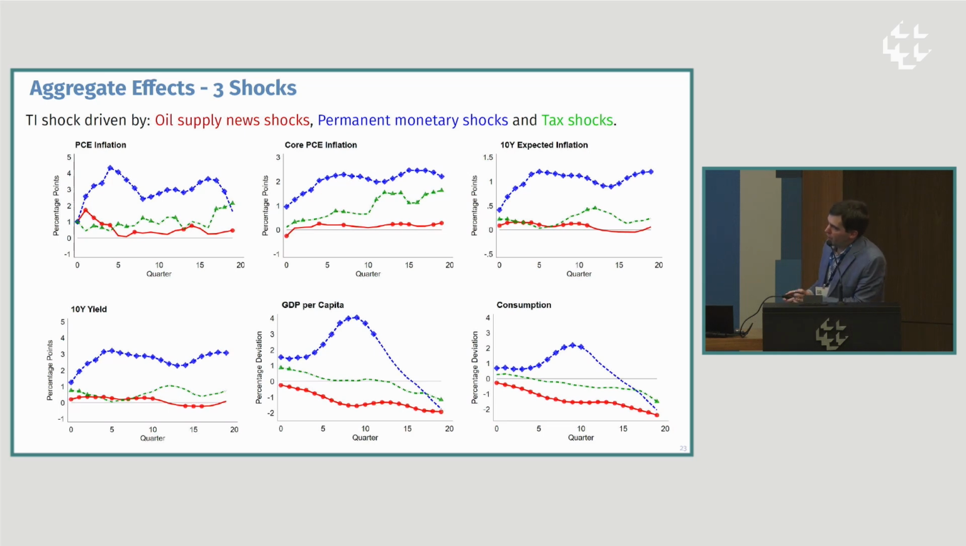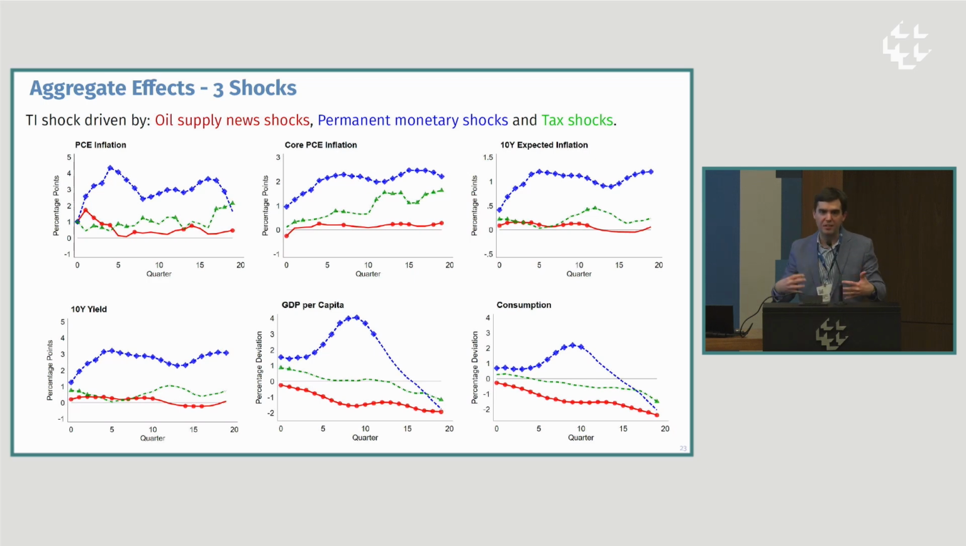So all of them induce an increase in inflation on impact. We see that a persistent monetary policy shock induces a persistent increase in inflation. The tax shock as well. The oil shock, an increase in oil. So all of them induce a persistent increase in inflation. This is also reflected in core inflation, not only in headline but also in core. And all of them induce an increase in expected inflation and in the 10-year yield.